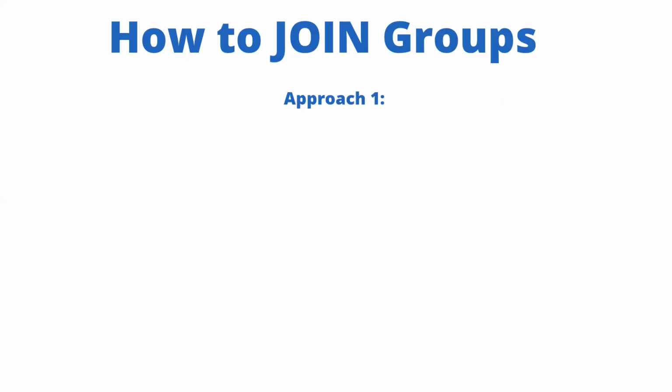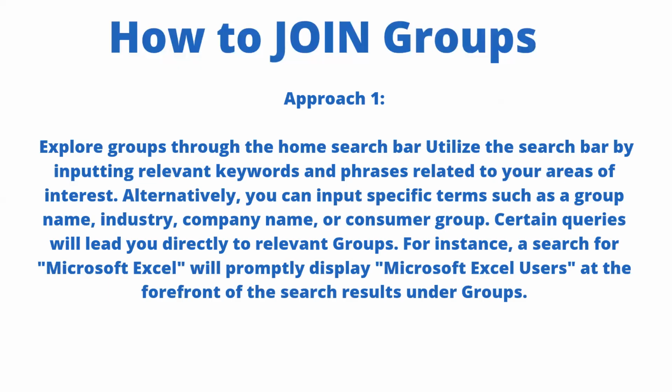How to join groups. There are 3 approaches. Approach 1. Explore groups through the home search bar. Utilize the search bar by inputting keywords and phrases relevant to the areas of your interest. Alternatively, you can input specific terms such as a group name, an industry, a company name, or a consumer group. Certain queries will lead you directly to relevant groups.